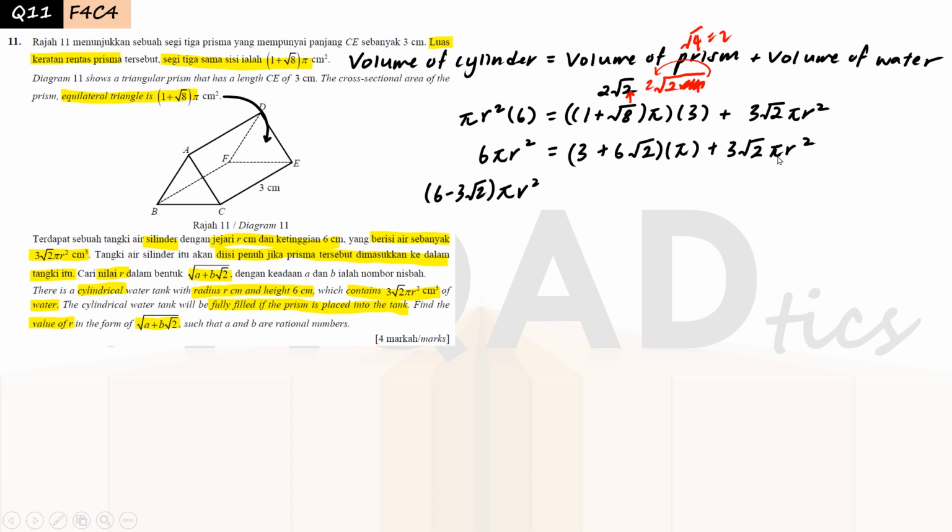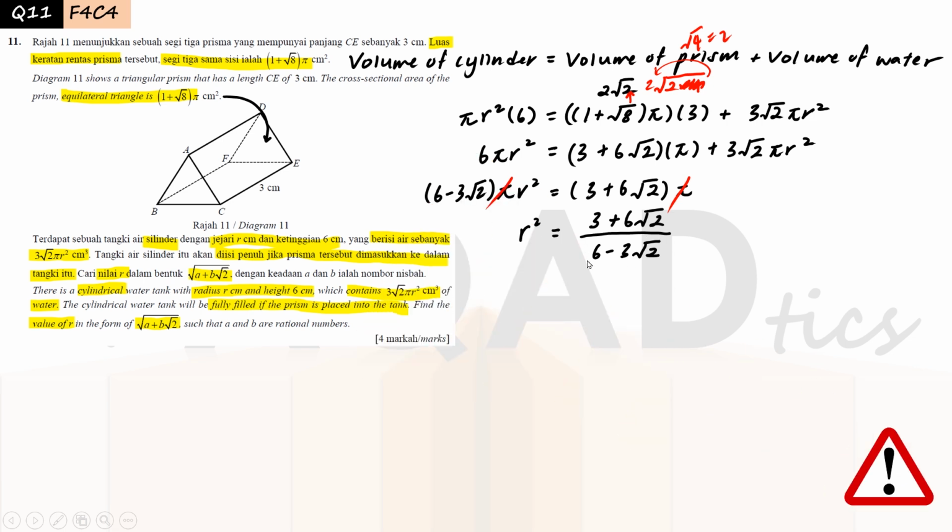Because both of them have pi r square, I can just combine their values. And now I'm going to move this to the right side, and since both left and right have pi, I can cross it off also. So it will be something like this.